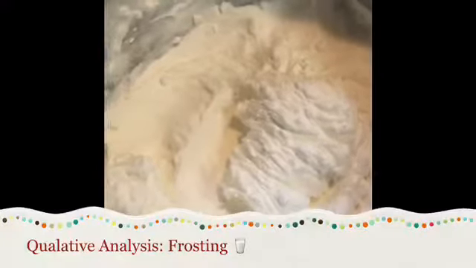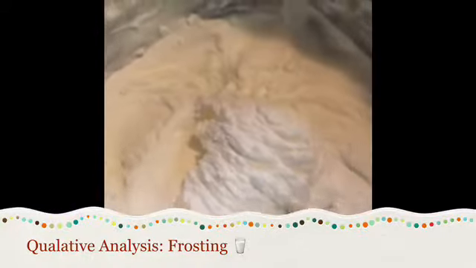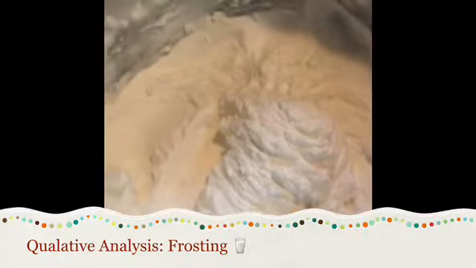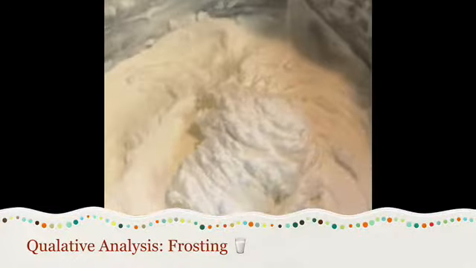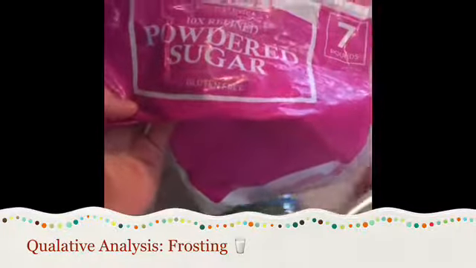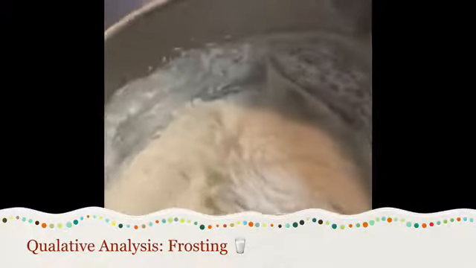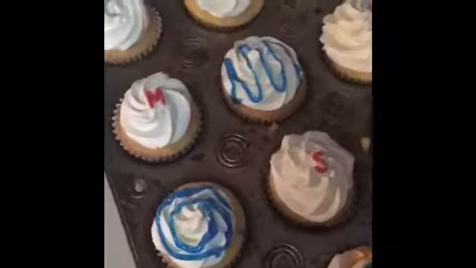To make our frosting, we used qualitative analysis to put a certain amount of whipping cream in. We used judgment on how much we wanted, and then we also used qualitative analysis to add the powdered sugar to get the consistency and taste that we wanted. And this is the finished product.